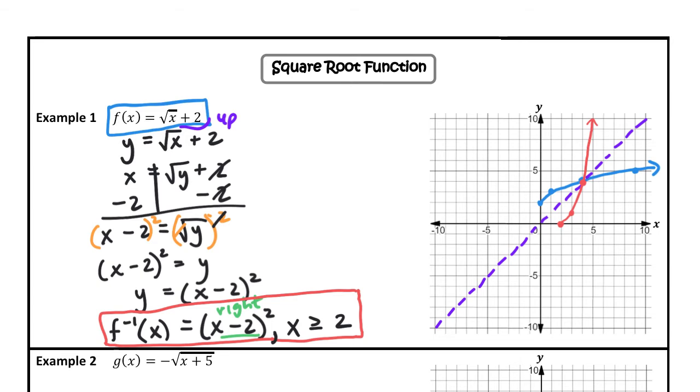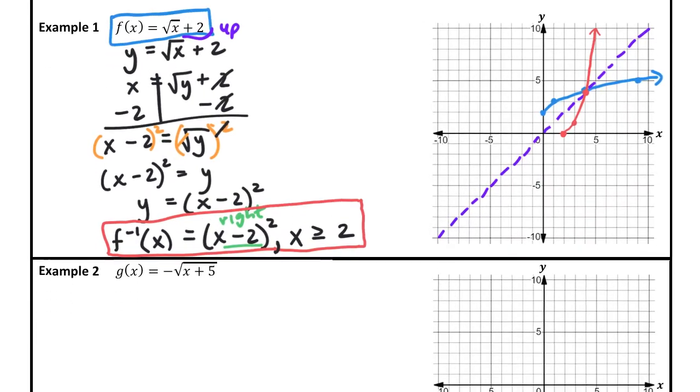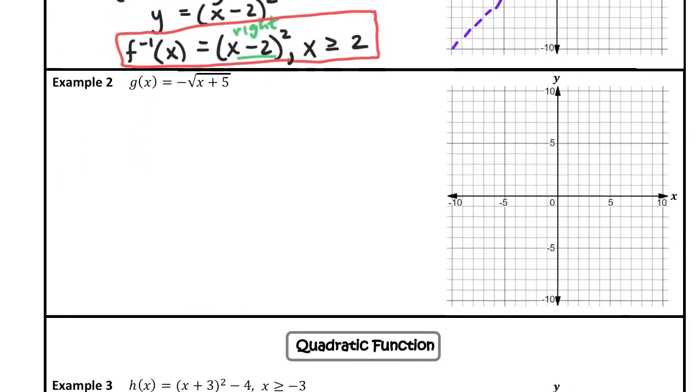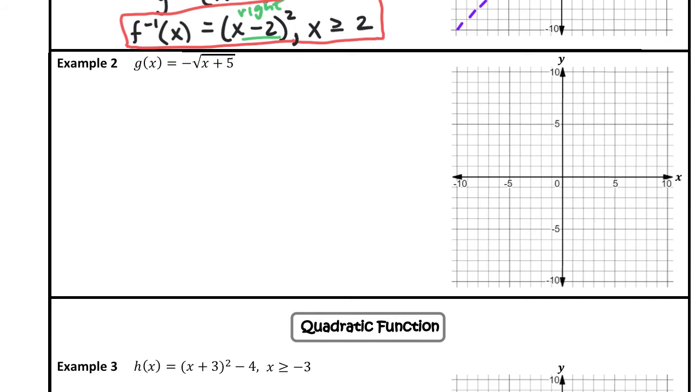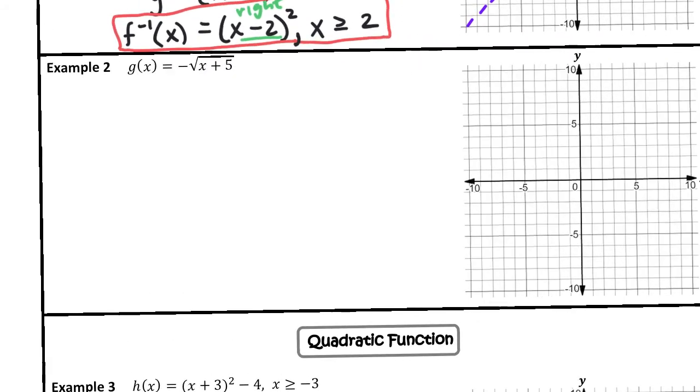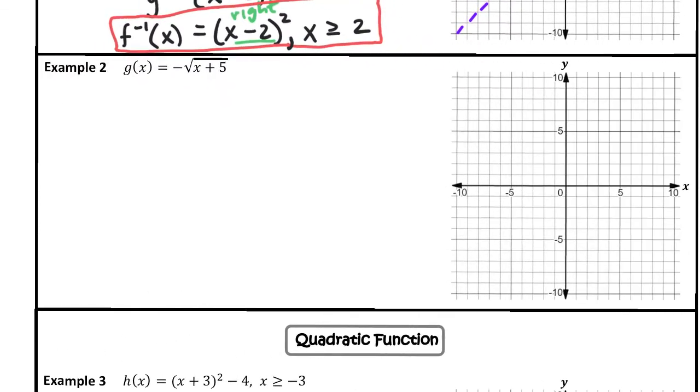Okay, let's try it again. Let's go to the next one. Okay, so the next one, we're going to change the g of x to y. Copy everything. Then switch x and y.